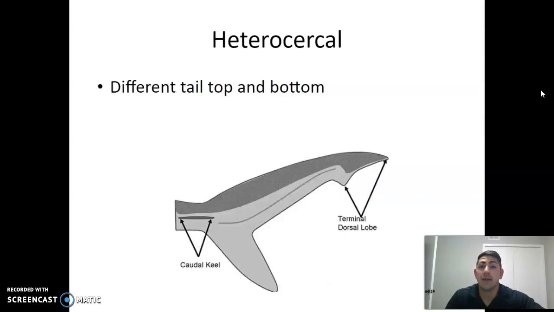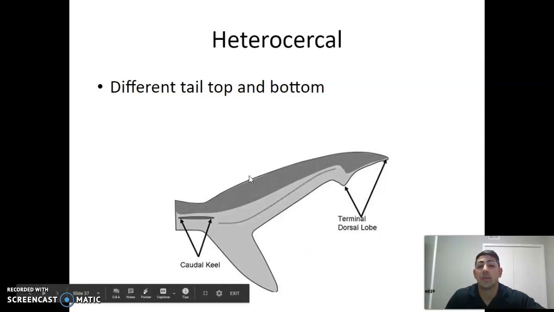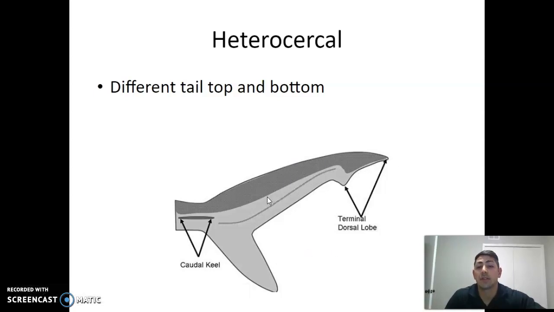Next you have heterocercal, which means different tail top and bottom. So this lobe of the tail is much longer than this one. This one will provide lift for the shark.